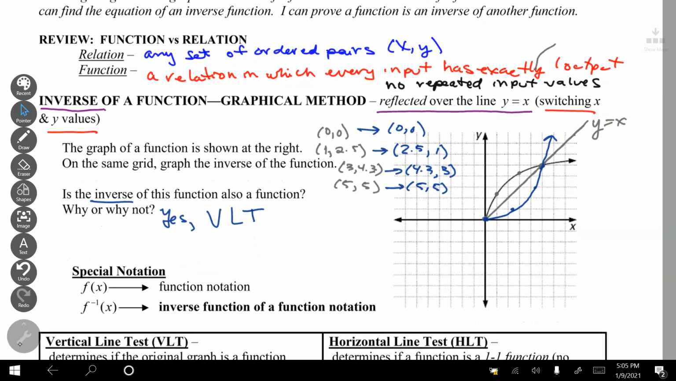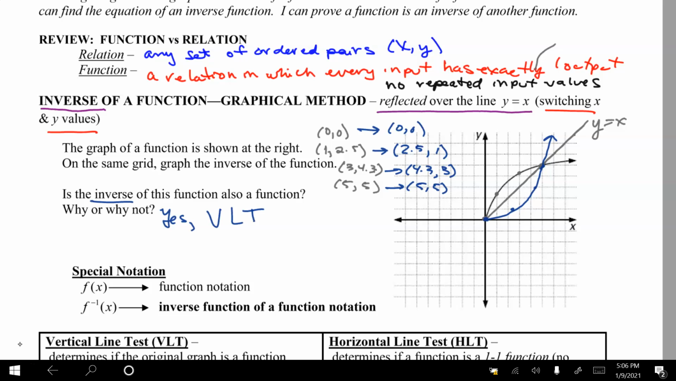f of x is function notation. f with the little raised -1 is the inverse function notation. So don't call it f raised to the -1, it's called an inverse function, or the inverse of a function.